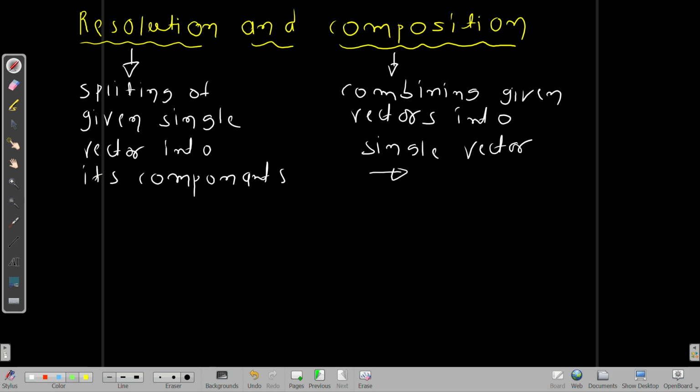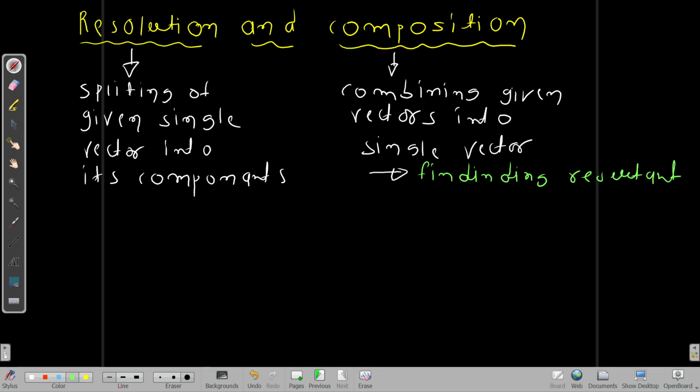Simply combining a number of vectors into a single vector means finding the resultant. So composition is nothing but finding the resultant, in any way. Either use the law of triangle of vectors, the law of polygon of vectors, the law of parallelogram of vectors, or the method of resolution. There are four methods to get a resultant. So splitting a given single vector into components is nothing but resolution.